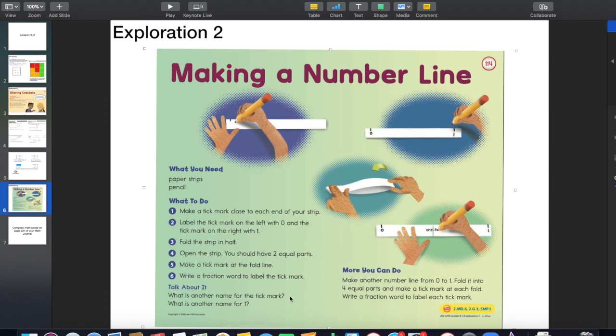Then you want to talk about it. What is another name for the tick mark? What is another name for 1? That's a challenge. More you could do. So you could make another paper strip and label it 0 and 1 at the ends, fold it into 4 equal parts, and make a tick at each fold. Write the fraction word to label each tick mark. If you'd like, when you finish making your number line, you can post a picture of it to Seesaw.